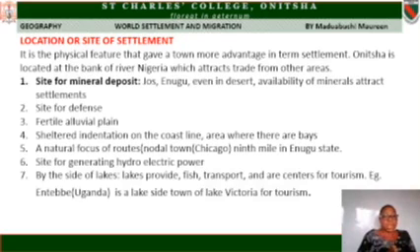Natural site for generating hydroelectricity. By the side of lakes. Lakes provide fish, provide transport, and are centers for tourism. Example, Entebbe in Uganda is located by the side of Lake Victoria and is a site for tourism.